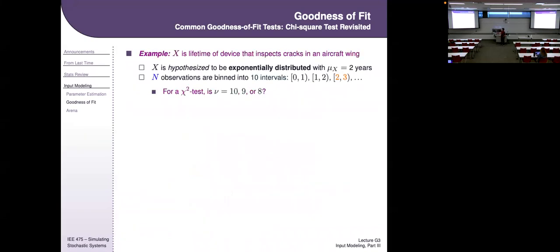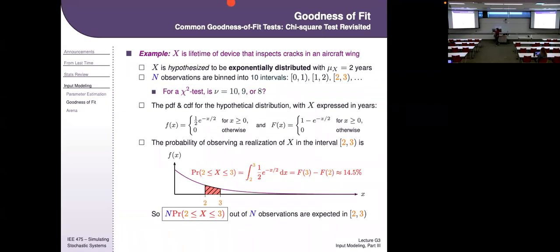All right, and this is just demonstrating that. So here's an exponential, and the bin is from 2 to 3, so I can do the CDF at 3 minus the CDF at 2, and I get that probability, multiply it by my number of observations, and that gives me the expected number for an exponential in that range.